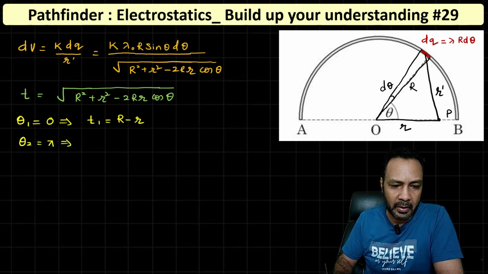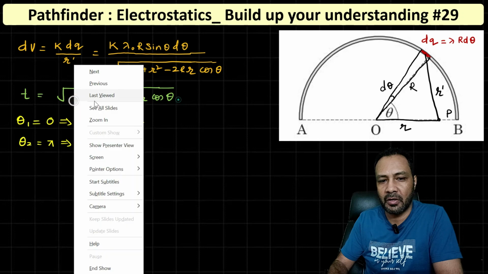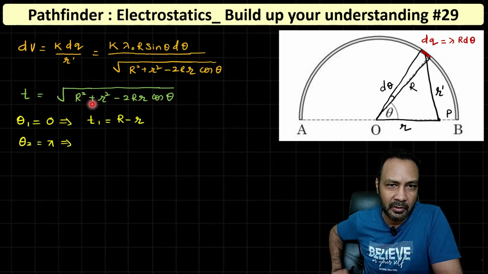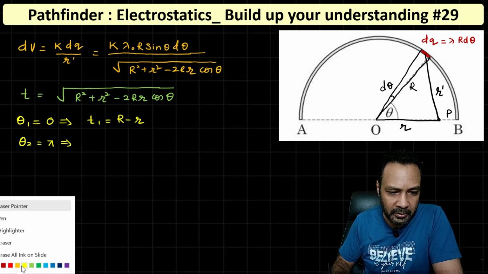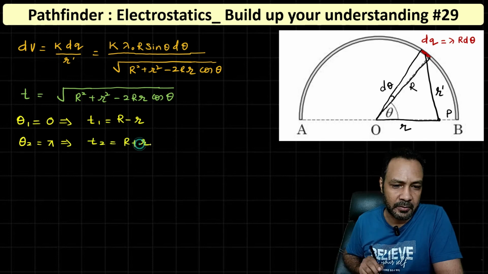Here cos pi will be minus 1, so minus minus plus 1, so that is capital R square plus small r square plus 2 capital R small r, that is (capital R plus small r) whole square, and then there is a square root, so that thing will become basically capital R plus small r. So at the upper limit of theta, the t will become capital R plus small r, that's it.